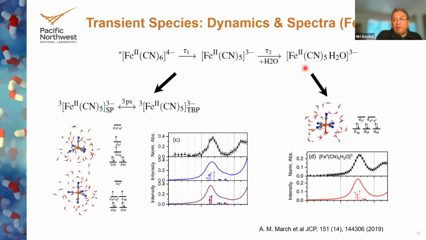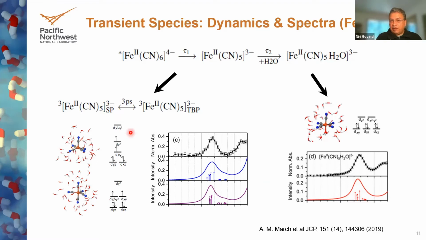While we did the dynamics, we realized that this five-fold coordinated system was not just one structure, but a set of two structures that were interconvertible and oscillated on a timescale of about 3 picoseconds. So what that means is that the XANES spectrum measured by the experimentalists was some kind of combination of these two.